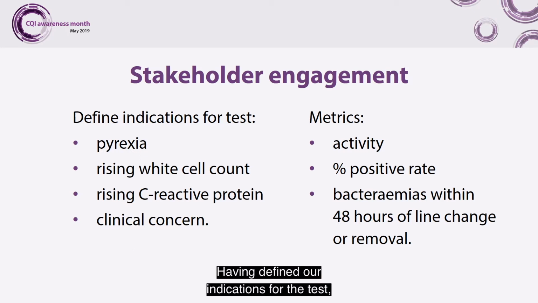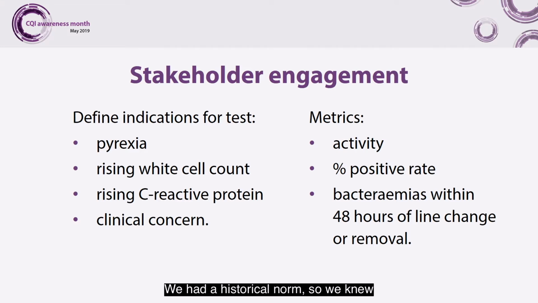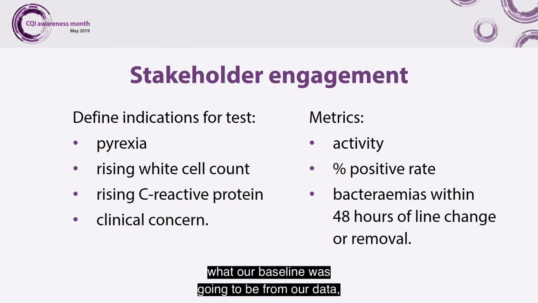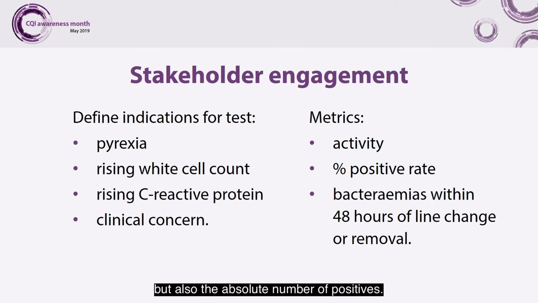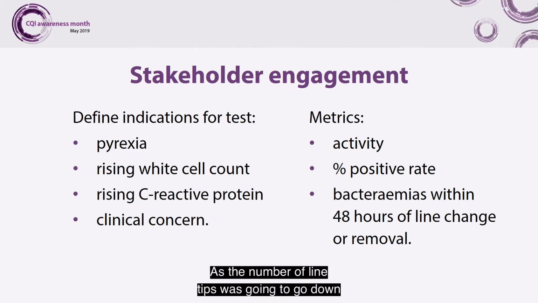Having defined our indications for the test, we agreed the metrics that we would do, which is to look at the activity, i.e. the number of tips sent. We had a historical norm, so we knew what our baseline was going to be from our data, but we could also audit against the number of central lines inserted overall on the unit if we needed to. It was important to measure the percentage positive rate, but also the absolute number of positives. As the number of line tips was going to go down and the number of positives was likely to remain the same, the headline percentage positive rate was going to go up, but the absolute number should stay the same.